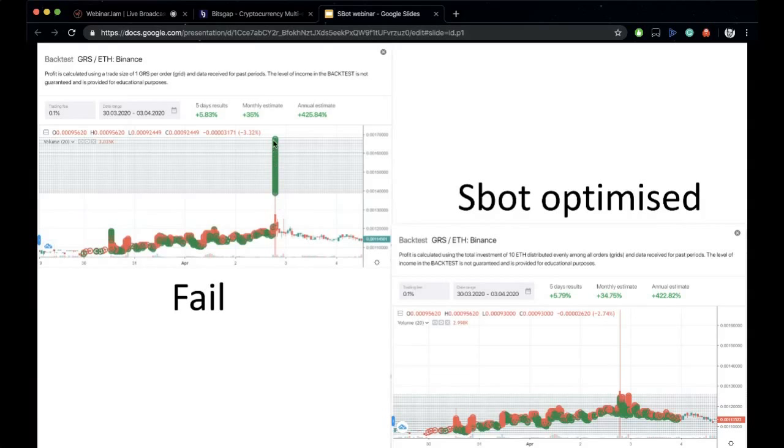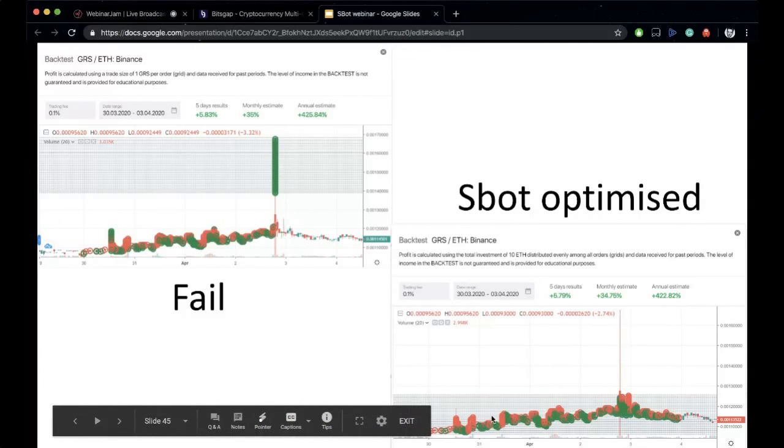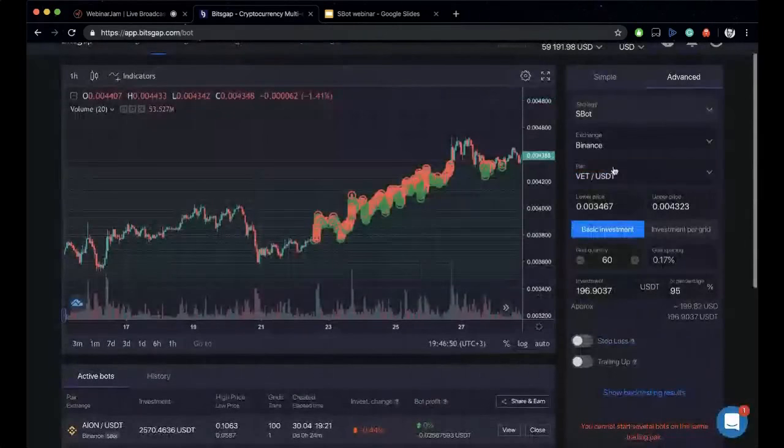You see that almost all of the buy orders occurred on the very top, and then the price has significantly fallen, meaning that the base currency that you bought here is now in the negative zone because the price has dropped. But in the case of the SBot, it has the optimization. It has the solution to avoid such pumps. And clearly you see that in this scenario, it's absolutely the same time frame, the same currency pair. It's GRC trading to Ethereum on Binance.